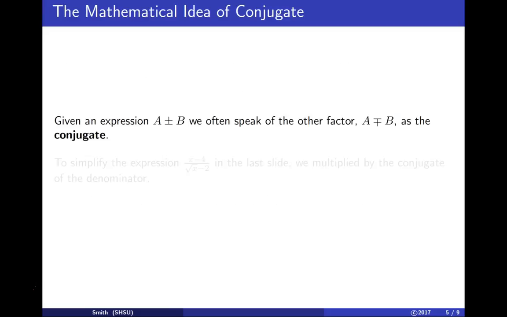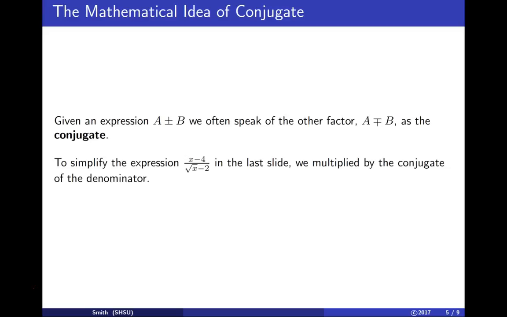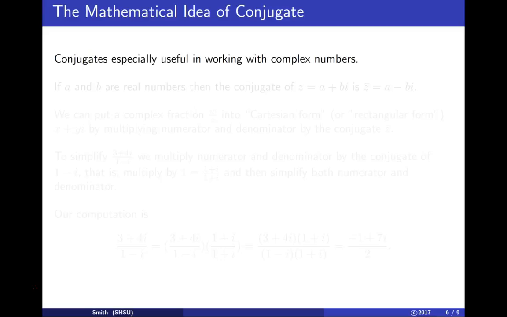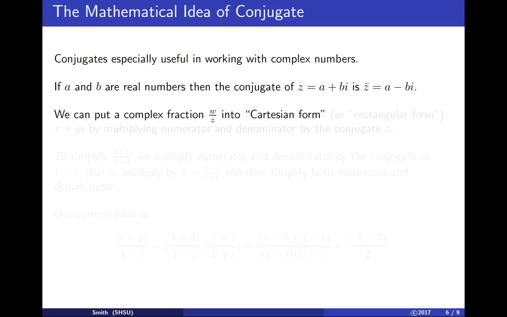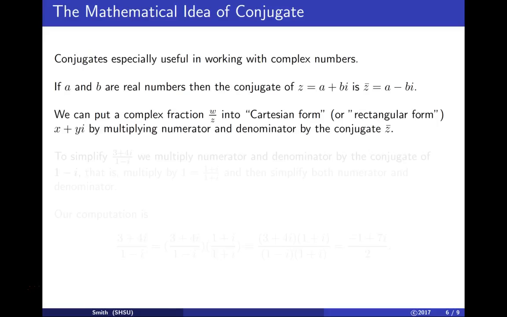As I said earlier, given an expression a plus or minus b, the other piece, a minus or plus b, can be thought of as the conjugate. So when we simplified this expression on the last slide, we multiplied by the conjugate of the denominator. Conjugates are especially useful in working with complex numbers. If a and b are real numbers, then the conjugate of a plus bi is a minus bi. And if we're working with a complex fraction where we have a denominator and we want to put everything into Cartesian form or rectangular form, x plus y times i, we can do that by multiplying numerator and denominator by the conjugate of the denominator.